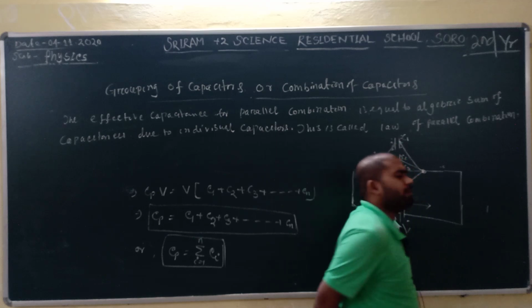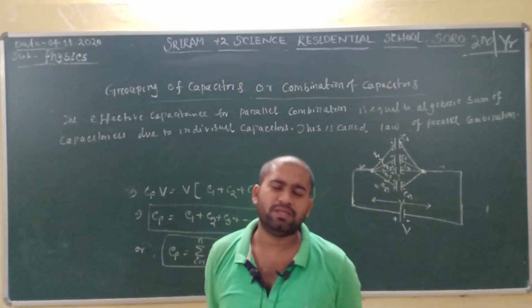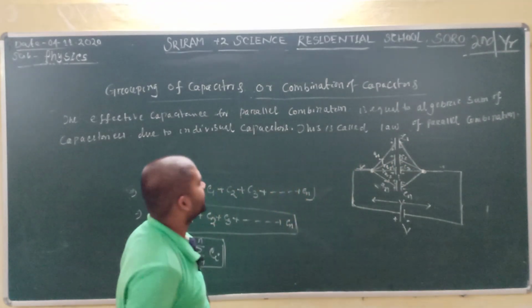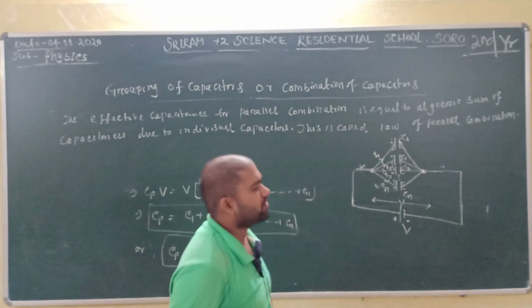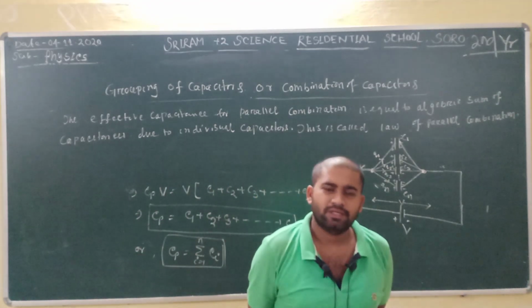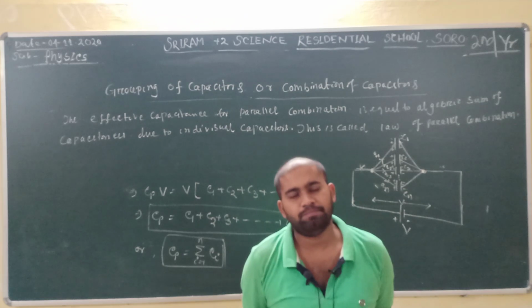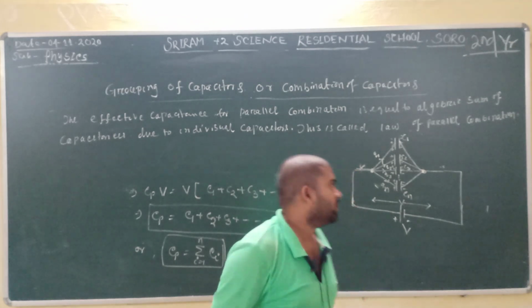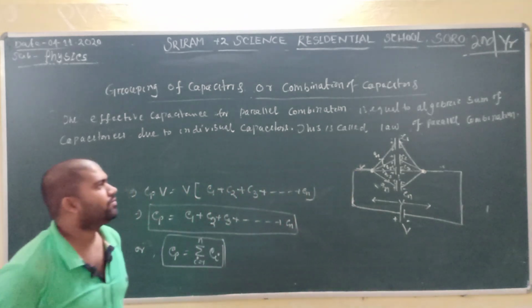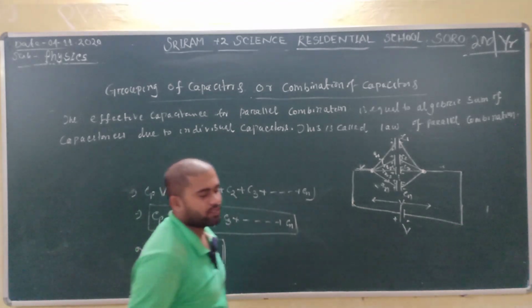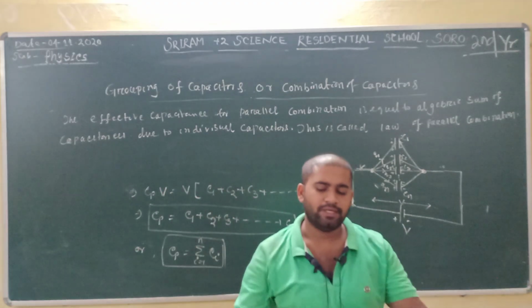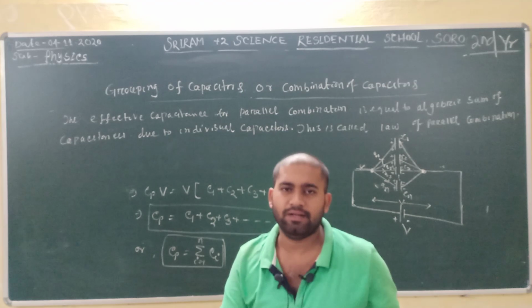This is called the law of parallel combination. That is, the total effective capacitance for a parallel combination is simply the algebraic sum of the capacitances of all the capacitors. Okay. So, this is all about the grouping, or the connection, of capacitors in series and parallel.